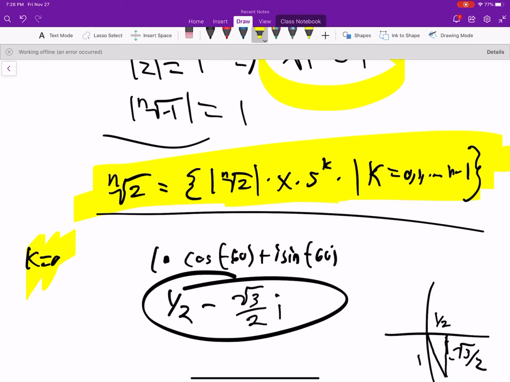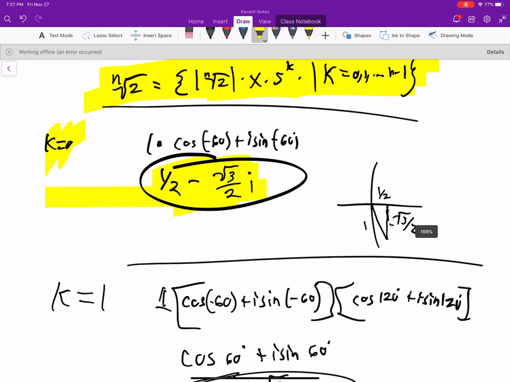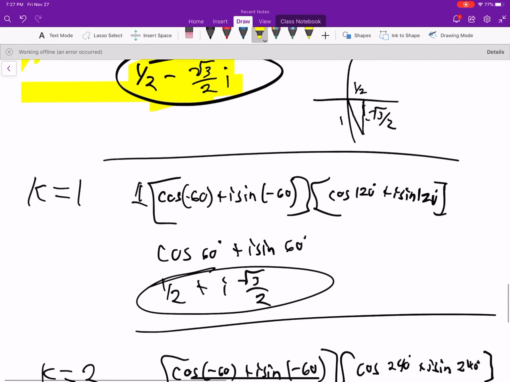and that does not agree with the back of the book. However, it does agree with Wolfram Alpha, so I would trust this one right here. And I did a little bit of special triangle stuff, and it works.